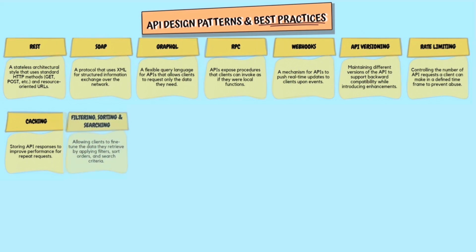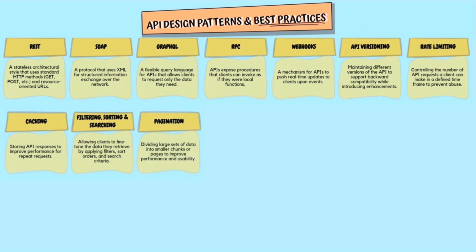9. Filtering, sorting, and searching, allowing clients to fine-tune the data they retrieve by applying filters, sort orders, and search criteria. Example, e-commerce API with filters for price, sort by popularity, and search by product name. 10. Pagination, dividing large sets of data into smaller chunks or pages to improve performance and usability. Example, browsing product list shows only 100 products per page.